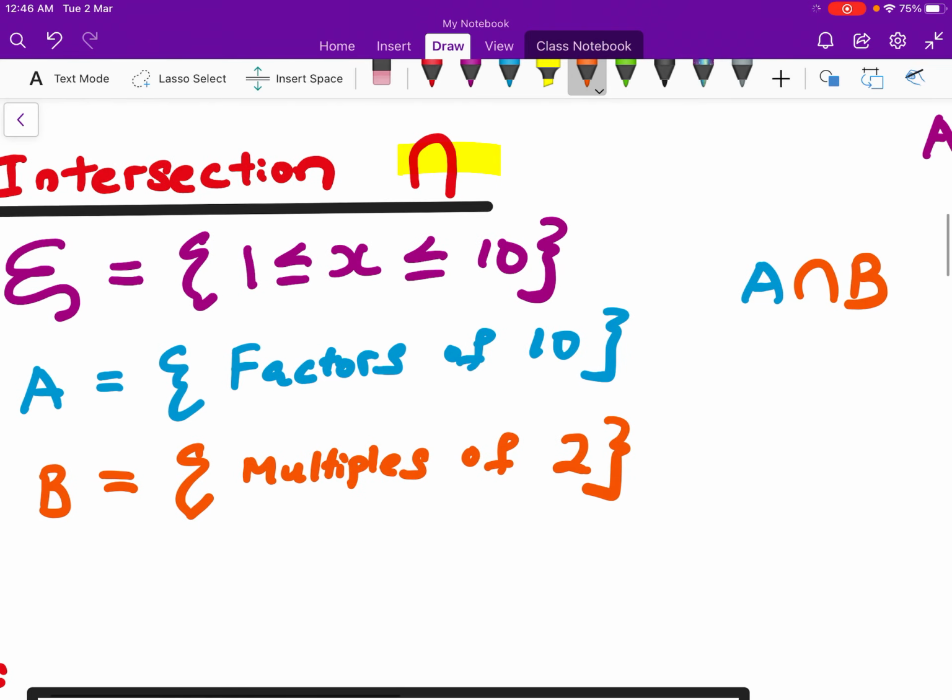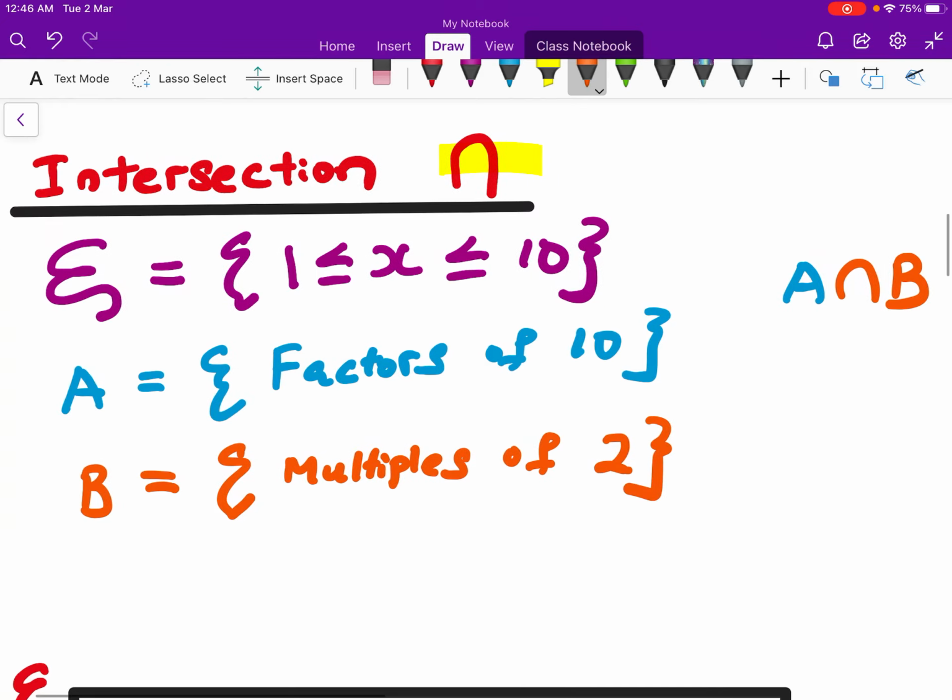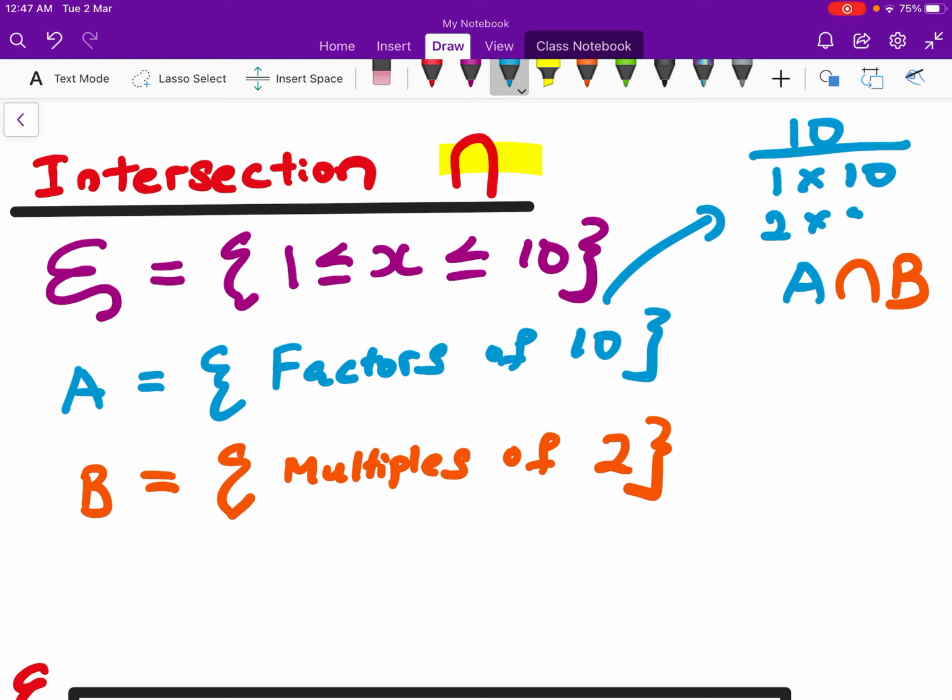A intersect B means the common things between A and B. So I give you an example. A is factors of 10. So remember, what are factors? If I have 10, factors means 1 times 10, 2 times 5. So these are all the factors. There are 4 factors, right? 1 is a factor of 10, 2 is a factor, 5 is a factor of 10, of course 10 is itself a factor of 10.